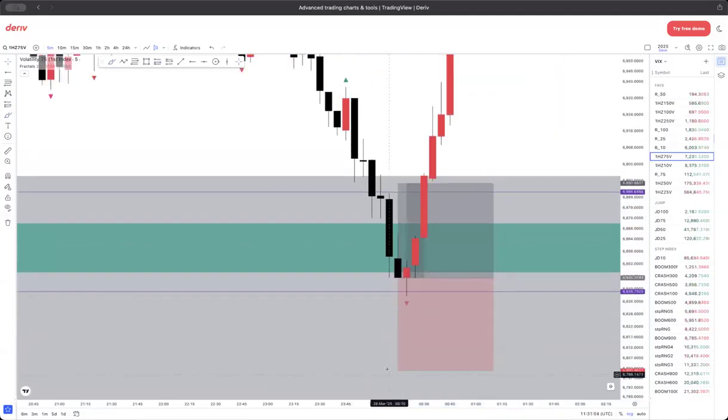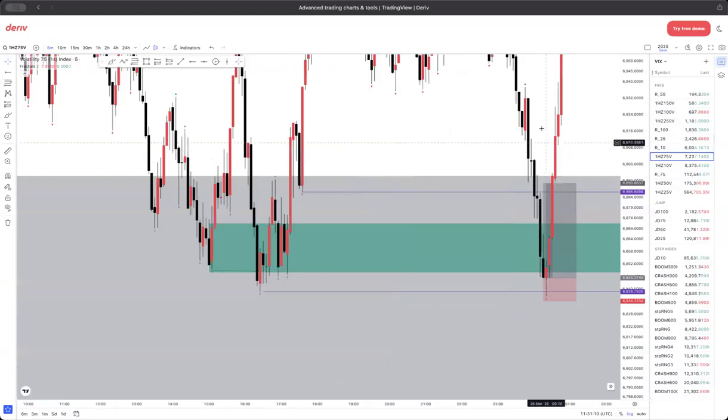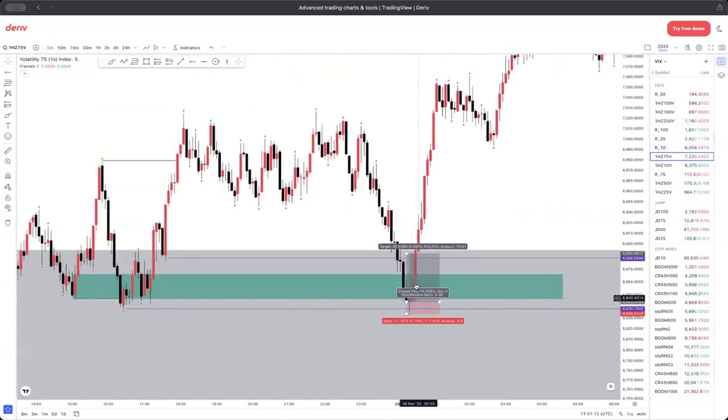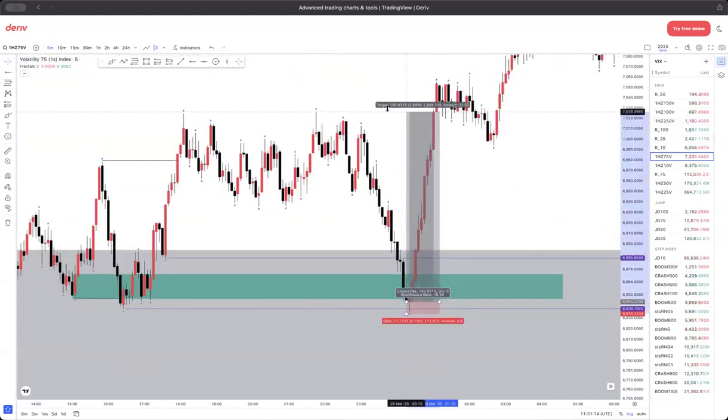You can see how clean the entry is. And my stop loss is always below. Anything below that candle shows that the candle is invalidated. Now that's the confirmation you have.